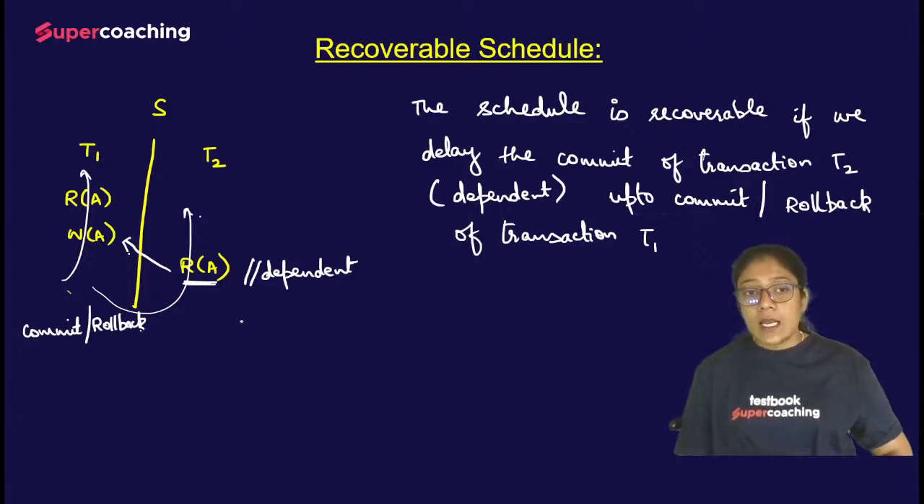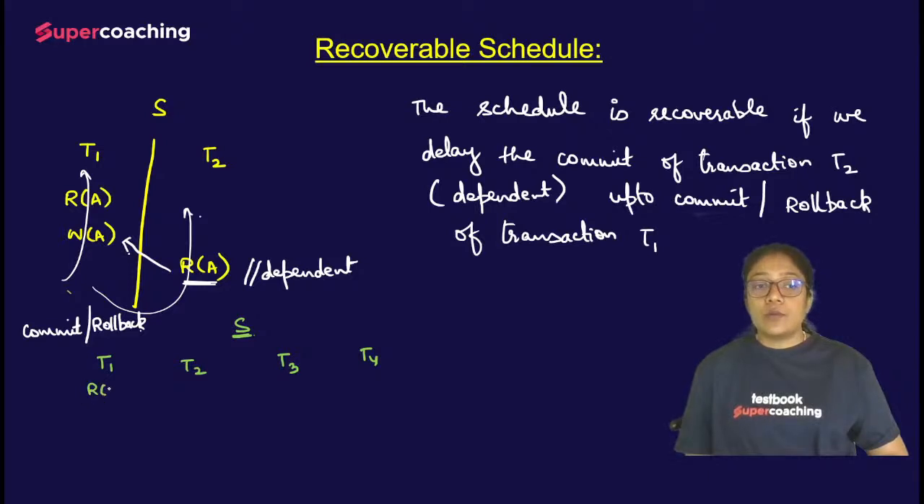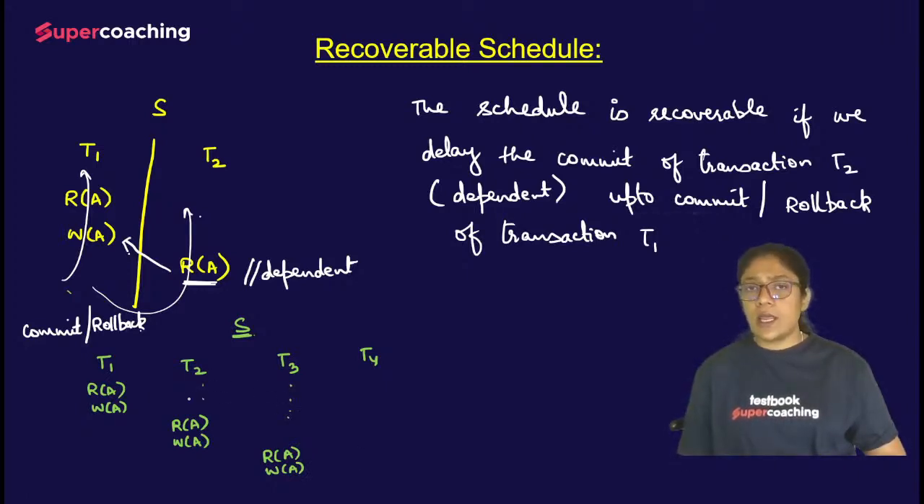What I'm saying is, let us assume that there is some schedule S with four transactions T1, T2, T3 and T4. Let us assume that T1 has performed a write operation on data item A, and T2 is reading the value of A and then writing the value of A. Considering the worst case scenario, there could be some other operations on top of this, but I'm not considering those. I just want to create a dependency here. Read A and write A.